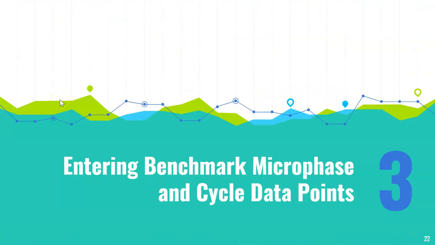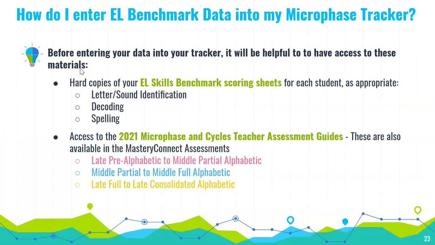Part 3, entering microphase and cycle data from your benchmark assessment. Before entering your data in your tracker, you will want to have access to some materials. First, you're probably going to want hard copies of your EL benchmark assessment scoring sheets for each student. You may need your letter sound identification, your decoding, and your spelling assessments.